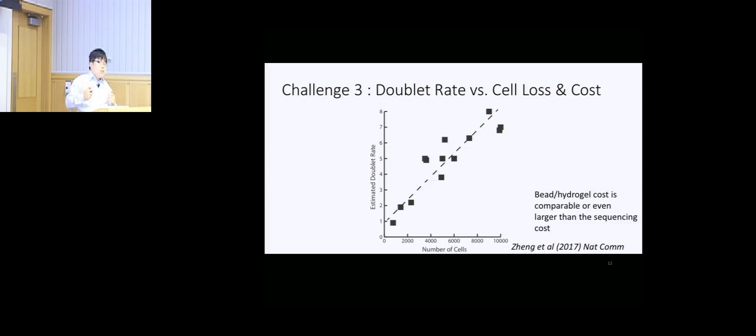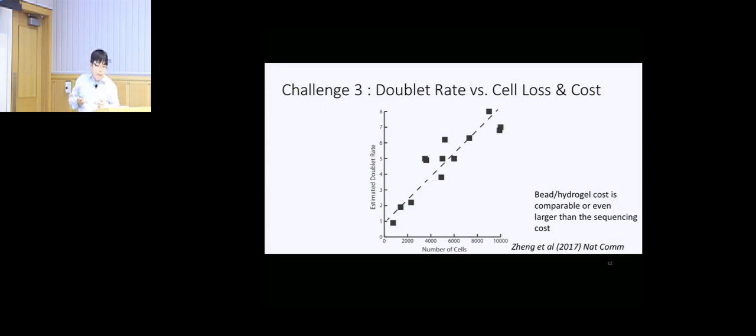Those doublets will look like a single cell, but have a very different expression profile. So it's going to increase your number of clusters, and it's going to give weird systematic bias in your analysis unless you identify and detect them and throw them out. And detecting doublets is not an easy problem in general.